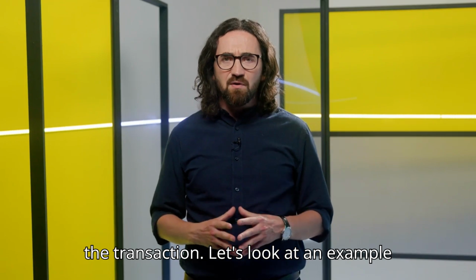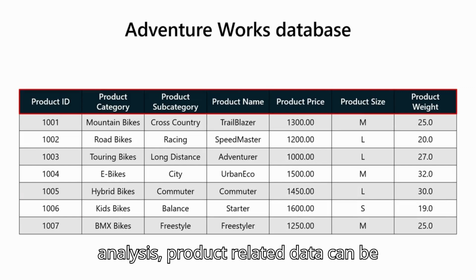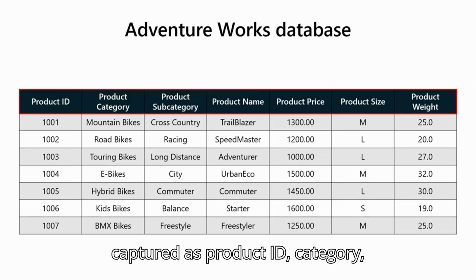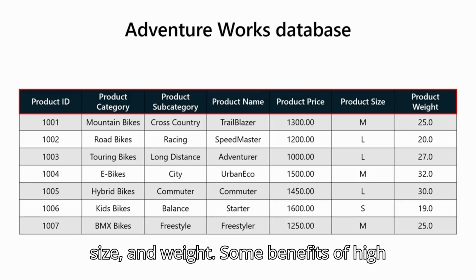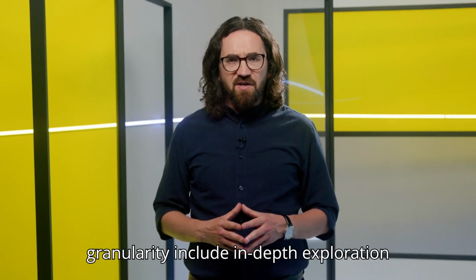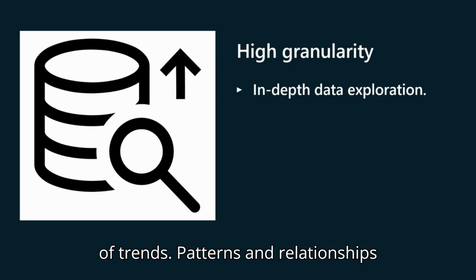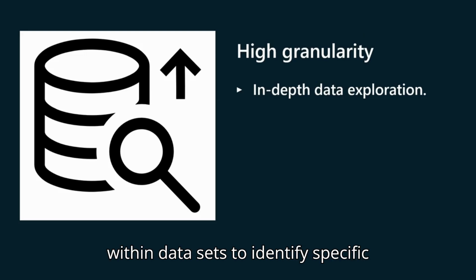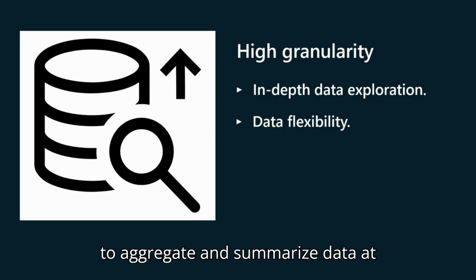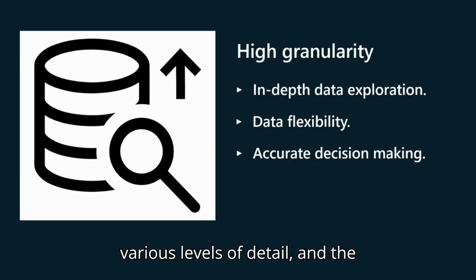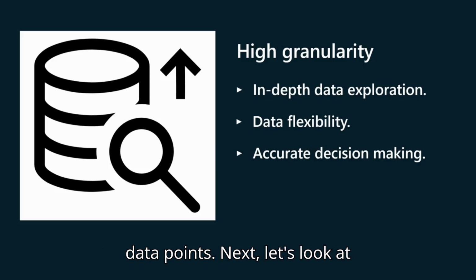Let's look at an example from AdventureWorks database. For instance, in AdventureWorks data analysis, product-related data can be captured as product ID, category, subcategory, name, price, size, and weight. Some benefits of high granularity include in-depth exploration of trends, patterns, and relationships within datasets to identify specific behaviors and anomalies. The flexibility to aggregate and summarize data at various levels of detail, and the ability to facilitate accurate decision-making by drilling down into specific data points.